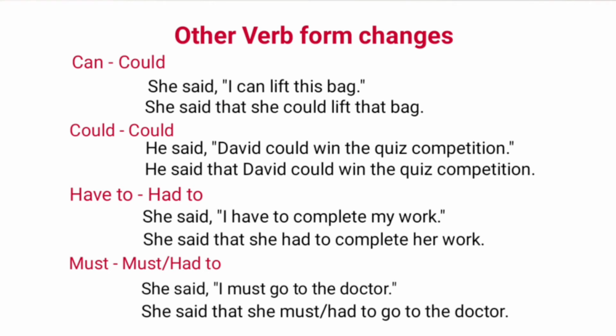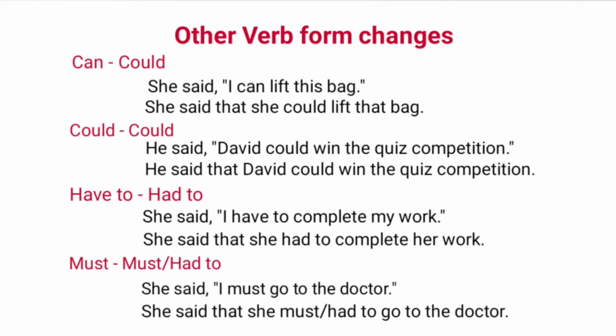First is, can changes into could in indirect speech. Example, she said, "I can lift this bag." She said that she could lift that bag. Could remains as it is. Example, he said, "David could win the quiz competition." In indirect speech, the same sentence: he said that David could win the quiz competition.